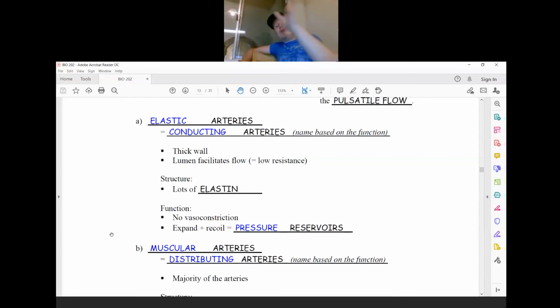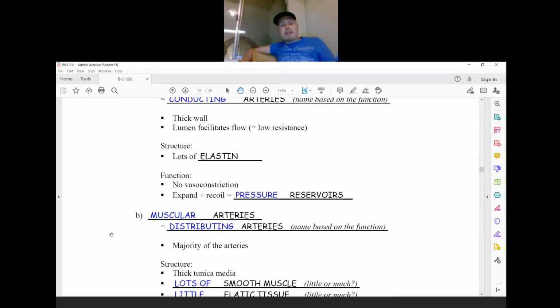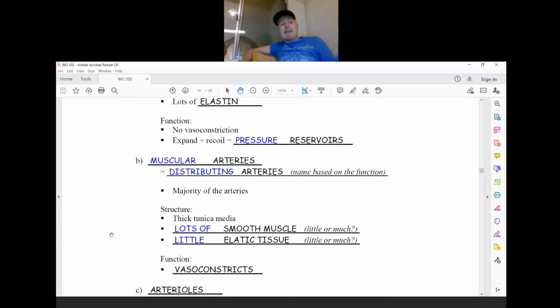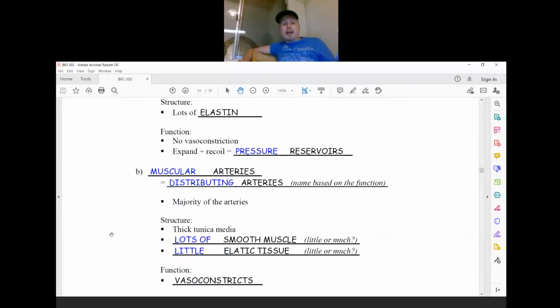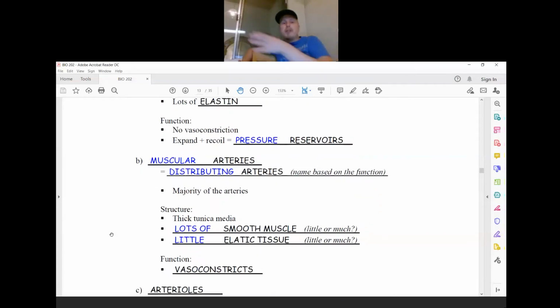Once we move further downstream on the arteries, we end up at muscular arteries. These play a role more in distributing the blood to the other parts of the body. So they're no longer just conducting, but now we are starting to do distribution to many different areas, many different parts of the vascular network, and they are often referred to as distributing arteries. Most of the arteries are muscular arteries.